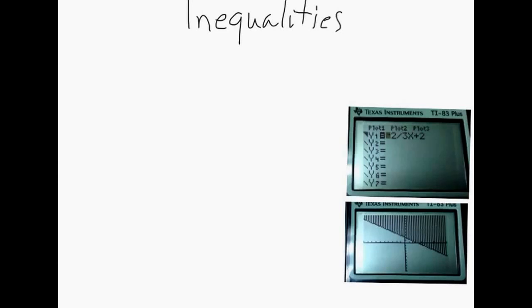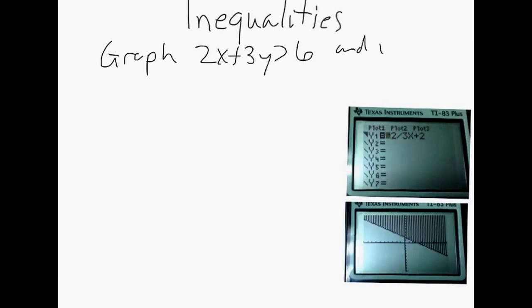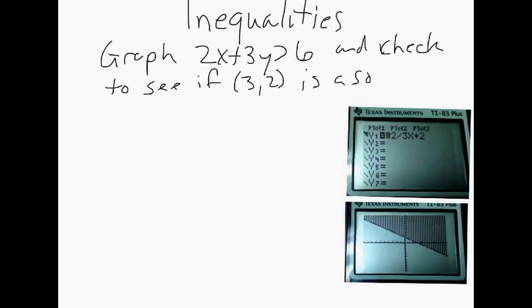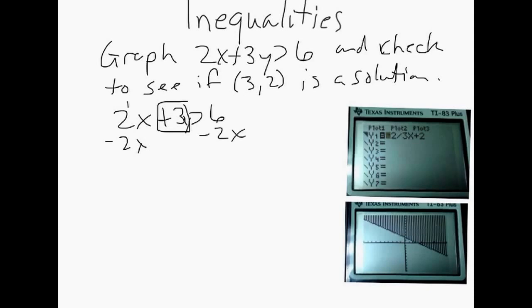Alright, inequalities. If you're given a question like graph 2x plus 3y is greater than 6 and check to see if 3, 2 is a solution, this is what you have to do. You have to take 2x plus 3y is greater than 6, and solve it for y just like we always have. So we box 3y, minus 2x over, those cancel.